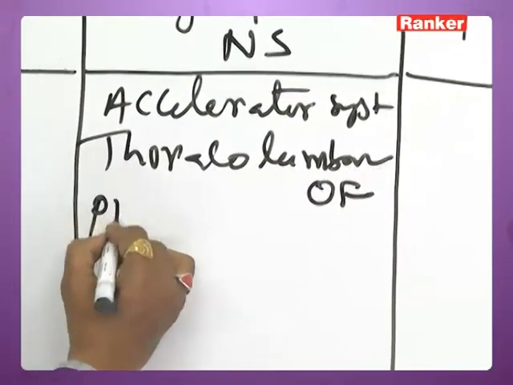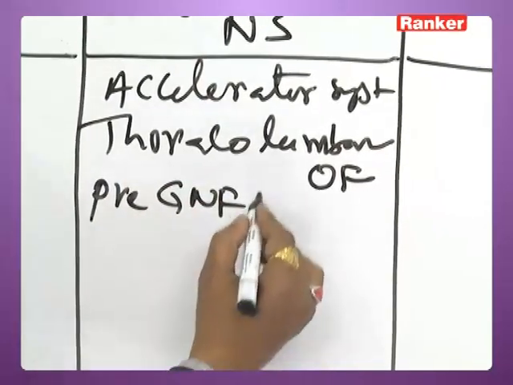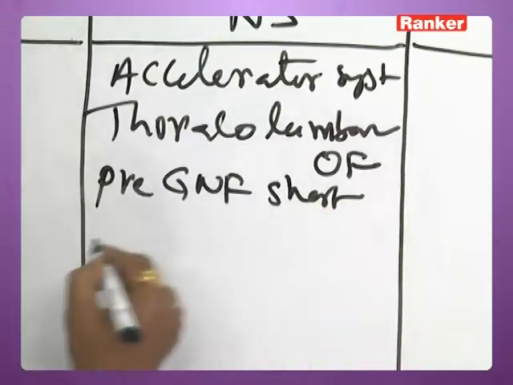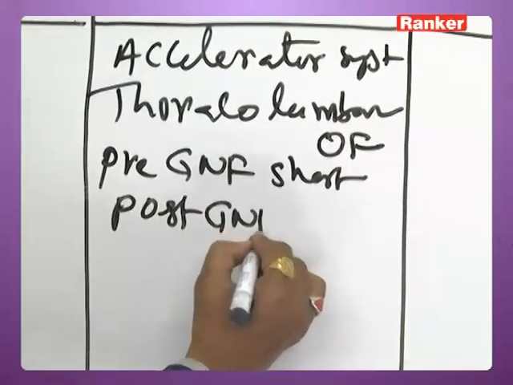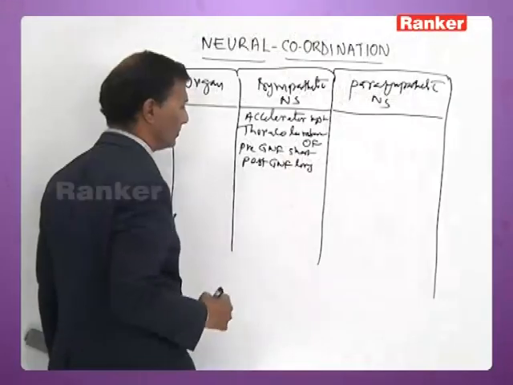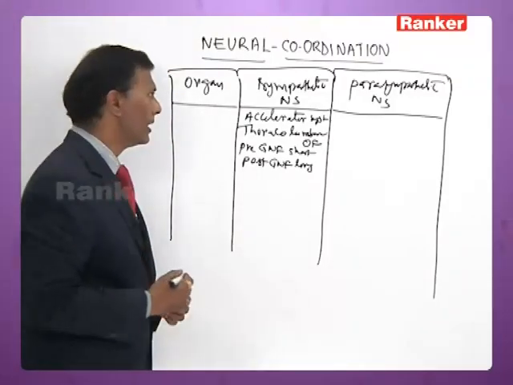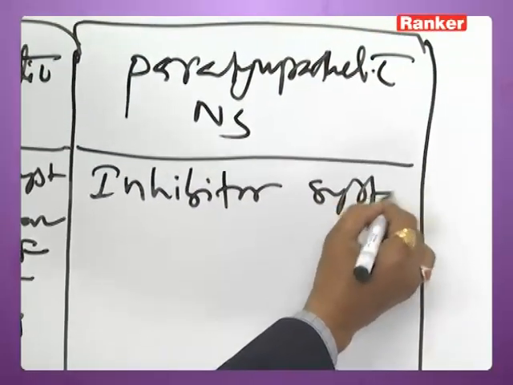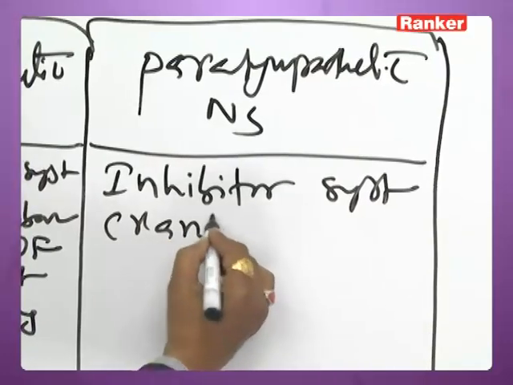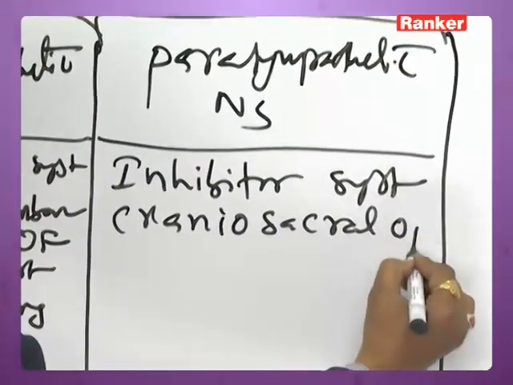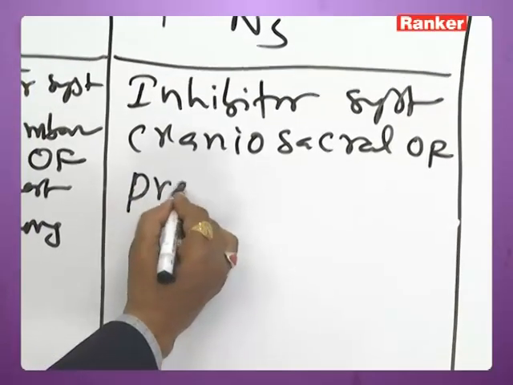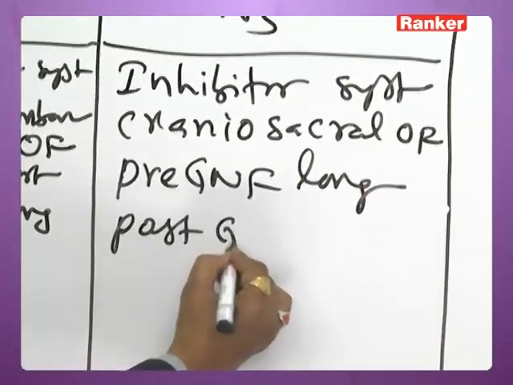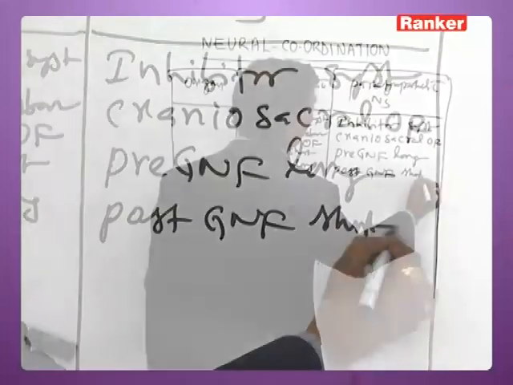Here preganglionic nerve fibers are short, and postganglionic nerve fibers are long. Now the parasympathetic system is also called the inhibitor system, craniosacral outflow, where pre-ganglionic nerve fibers are long and post-ganglionic nerve fibers are short.